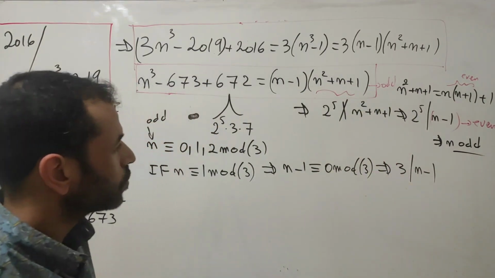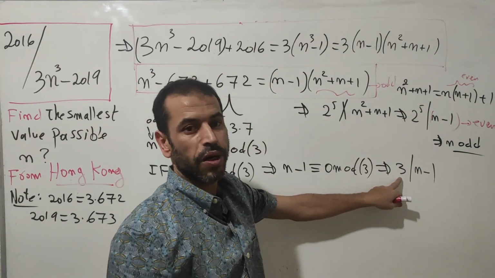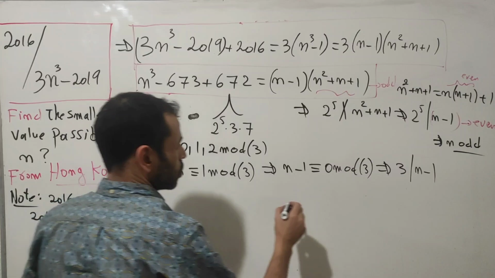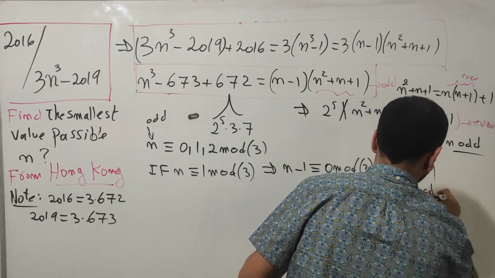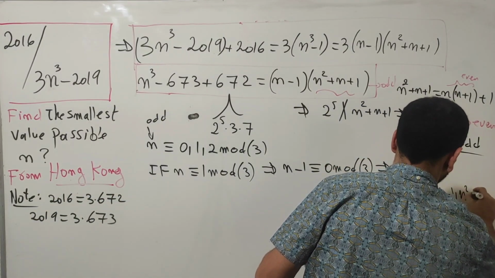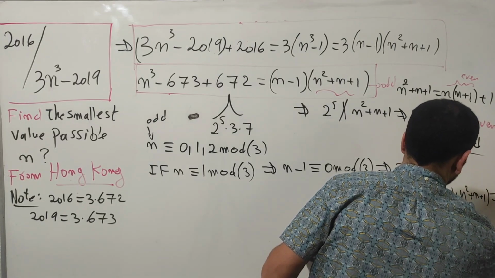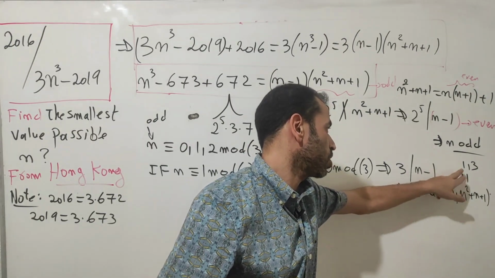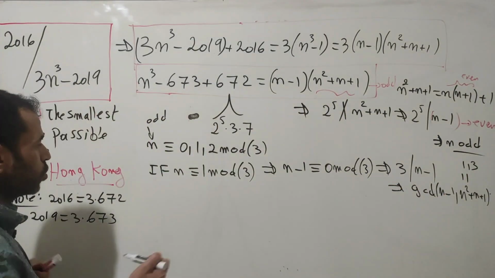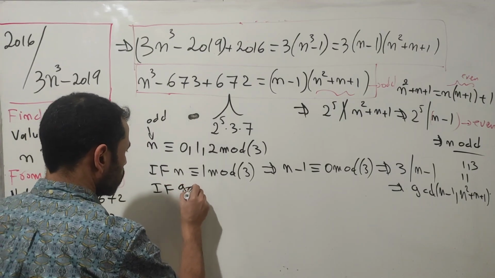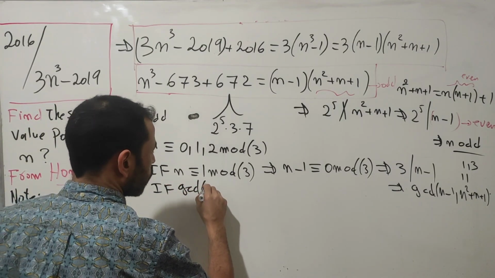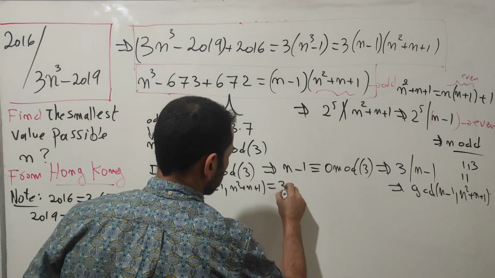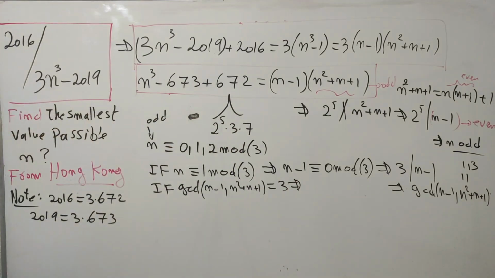Okay, so you get 3 as a prime, which means the GCD of this one equals 3 or 1. This is immediately telling us the GCD of n minus 1 and n squared plus n plus 1 equals 1 or 3. We now need to determine which one is appropriate, 1 or 3. Notice here, if the GCD of n minus 1 and n squared plus n plus 1 equals 3, what is going to happen here?